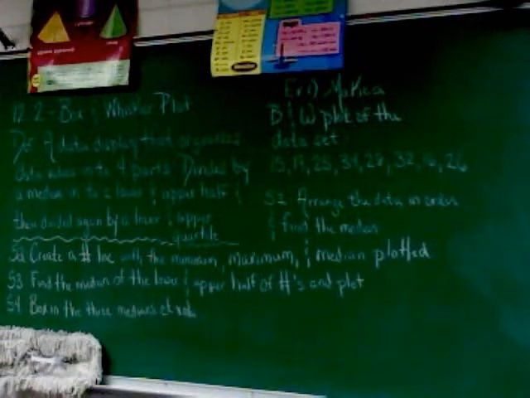Chapter 12, Section 2 is entitled Box and Whisker Plots. We start with the definition of a box and whisker plot. A data display that organizes data values into four parts, divided by a median into a lower and upper half, and then divided again by a lower and upper quartile.